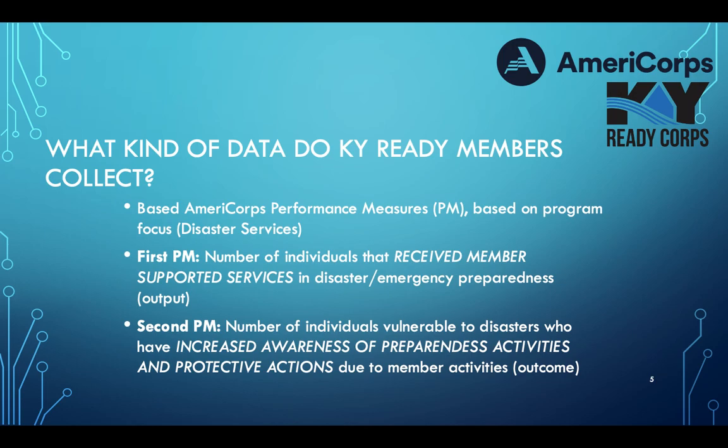KY Ready Corps has two performance measures, or PMs. Members track the number of individuals that directly receive member-supported services in disaster or emergency preparedness. This is called an output. Members also track the number of individuals who are vulnerable to disasters, who have increased awareness due to member preparedness activities and protective actions. This is called an outcome.